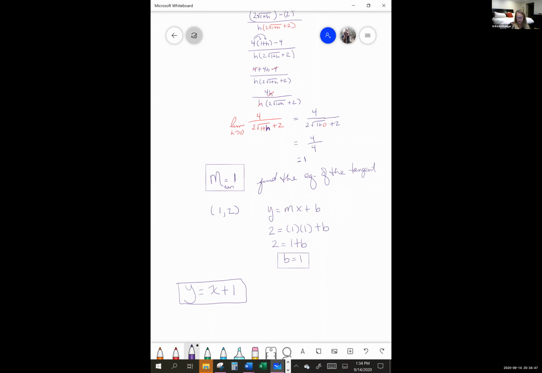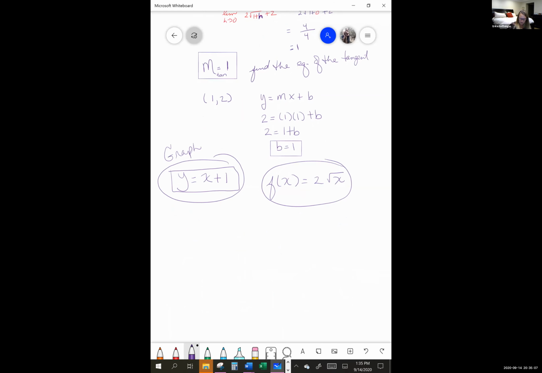Okay, then I'm going to ask us to graph these. So we're going to graph this, and we're going to graph f of x, or y equals 2 square root of x. Okay, so y equals x plus 1 is in slope-intercept form. I know my y-intercept is 1, and I know my slope is also 1. So I can write that as 1 over 1. So if I rise 1, I'm going to go over 1.